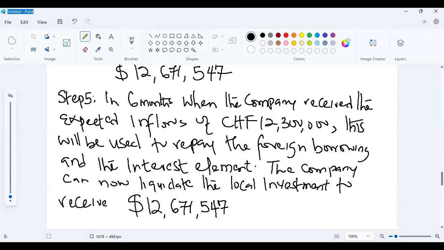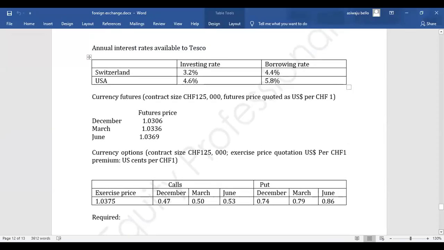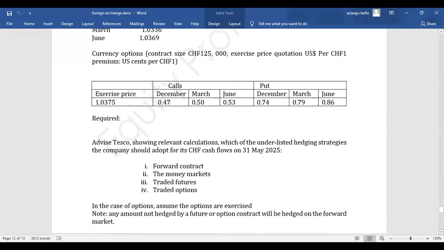The question we solved last week dealt with forward markets and money market hedging. The question we have solved so far now is also looking at forward markets and money market hedging. Now we want to move to traded futures. Number 3 hedging strategy. Traded futures, also called currency futures.